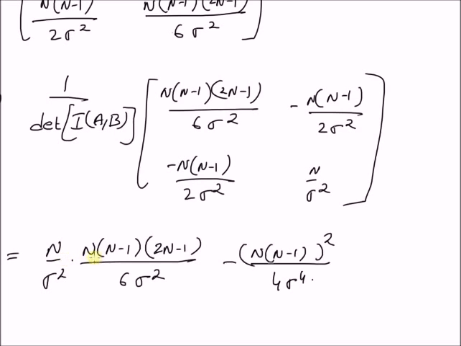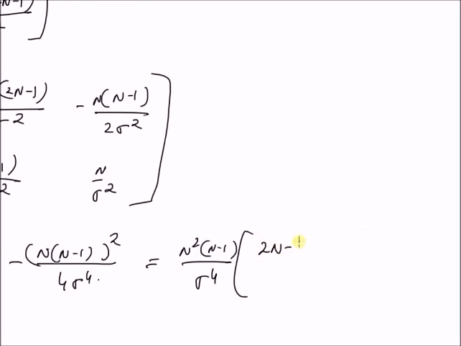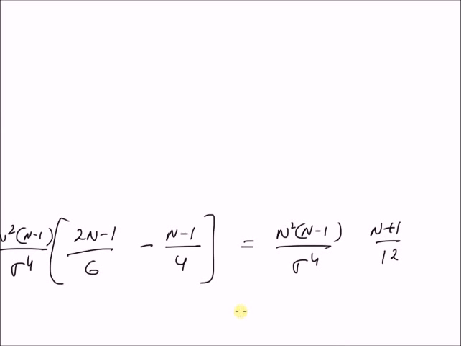Now by taking n square times (n minus 1) by sigma power 4 as a common factor, we have n square into (n minus 1) upon sigma power 4 multiplied by (2n minus 1) by 6 minus (n minus 1) by 4. Upon simplification, this becomes n square into (n square minus 1) divided by sigma power 4. Therefore, the determinant of the Fisher information matrix is given by n square into (n square minus 1) divided by 12 times sigma power 4.